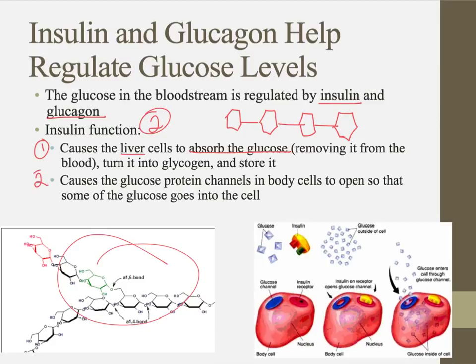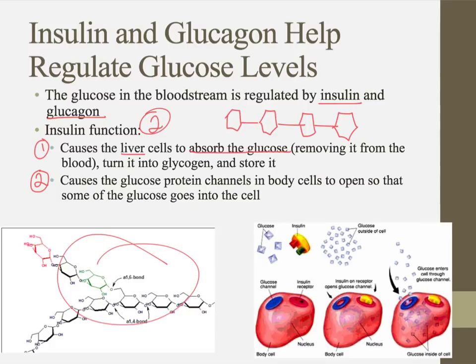The second thing that it does is really cool. It causes glucose channels in your body cells to open. So how does that work? Well, your body cells have lots of different membrane proteins. Remember, membrane proteins have different functions. They can function as channels for facilitated diffusion, passive transport. They can be receptors. Here we see a process where they're acting as both. When insulin is released by the pancreas, it binds to an insulin receptor on the body cell.